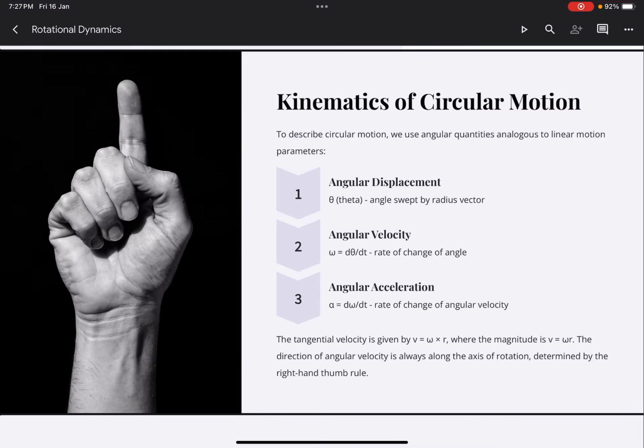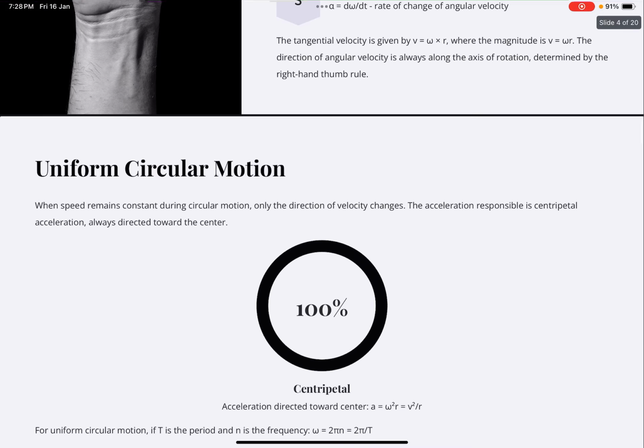The tangential velocity is given by omega cross r, a vector multiplication of omega and r, and its magnitude is omega r. The direction of the angular velocity is always along the axis of rotation, and that direction is given by the right hand thumb rule. So these terms of circular motion you must be very clear about.